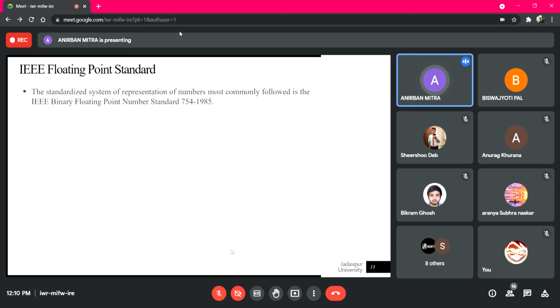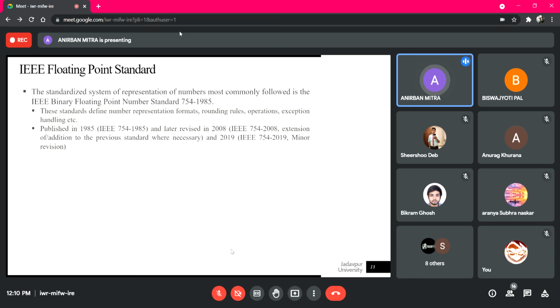So what do these standards have? What do they say? They basically define the number representation format, the format that we have talked about till now, that is given by the standards. Also, it talks about how many bits are to be reserved, how many bits are for the mantissa, how many bits are for the exponent.